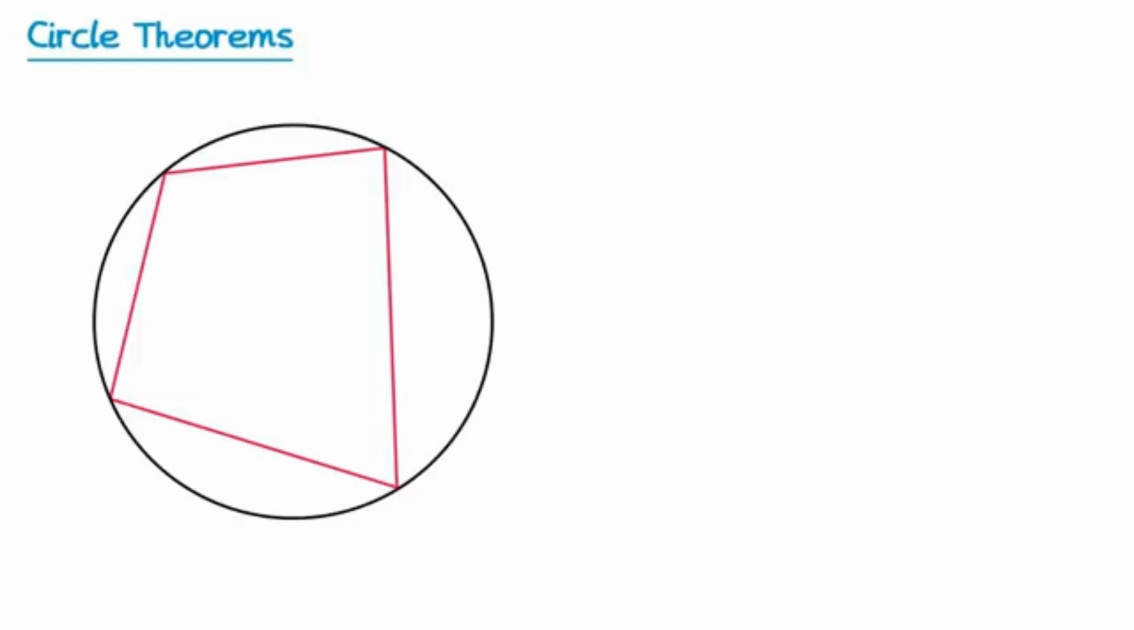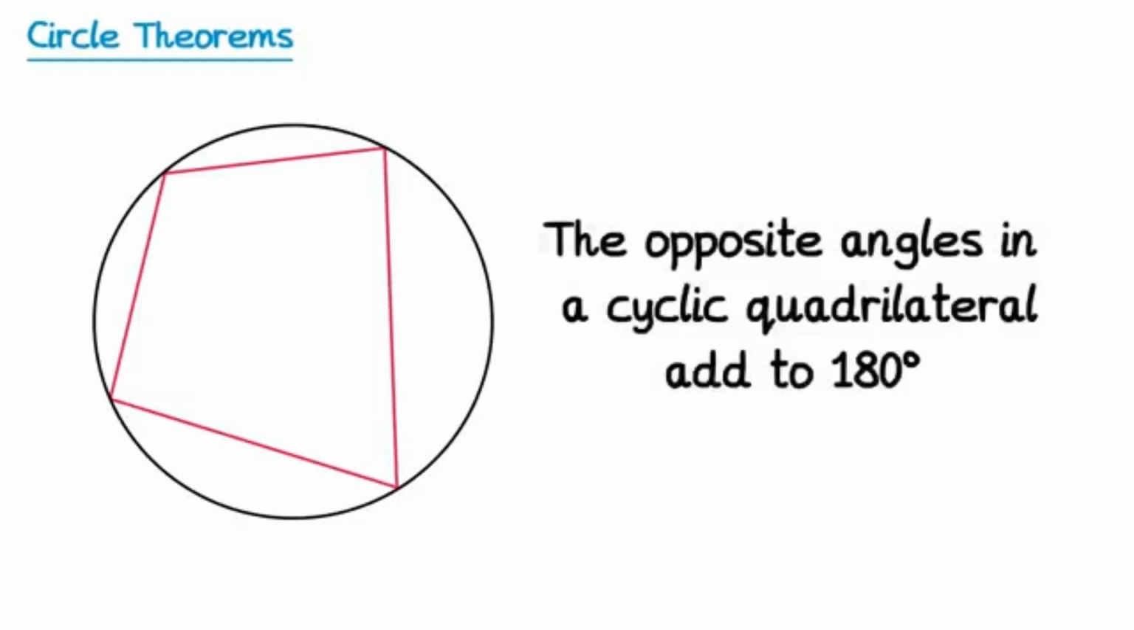The theorem states that the opposite angles in a cyclic quadrilateral add to make 180 degrees. For example, if we look at these two angles here, they're opposite each other and they're in a cyclic quadrilateral. So if we knew that this one was 86 degrees, we'd know the other one must be 94 degrees, since 86 plus 94 makes 180. Similarly, these two angles must add up to 180 as well. If we knew this one at the top was 110, the bottom one must be 70, since 110 plus 70 is 180.